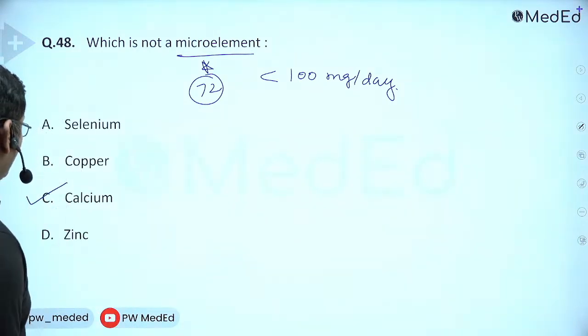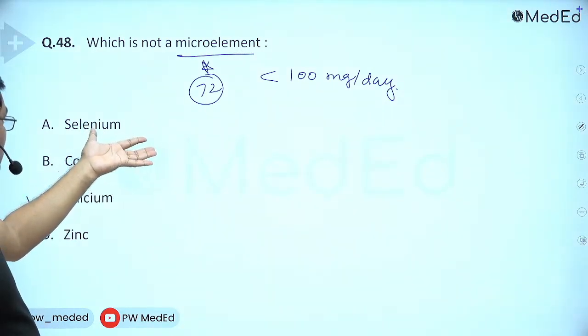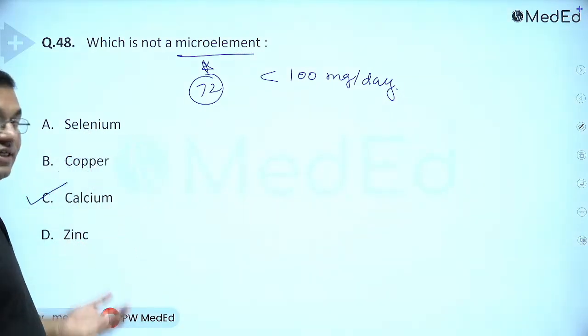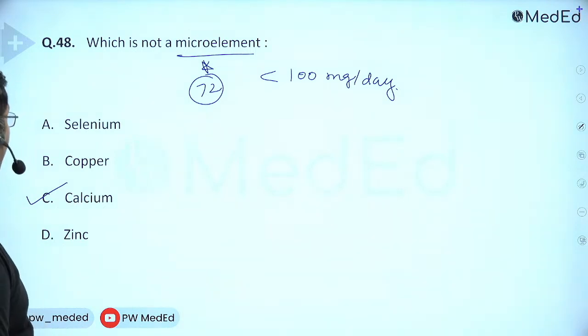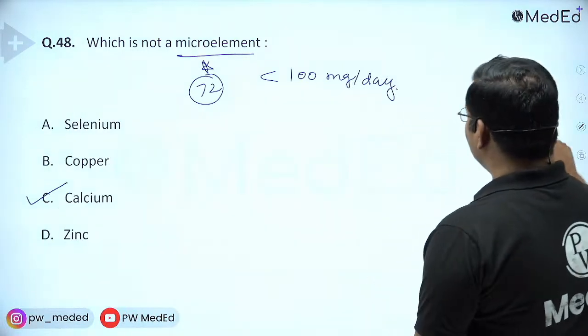Copper is near about 2 milligram. Selenium is in microgram. Zinc is near about 10 milligram per day. So calcium is the major element here.